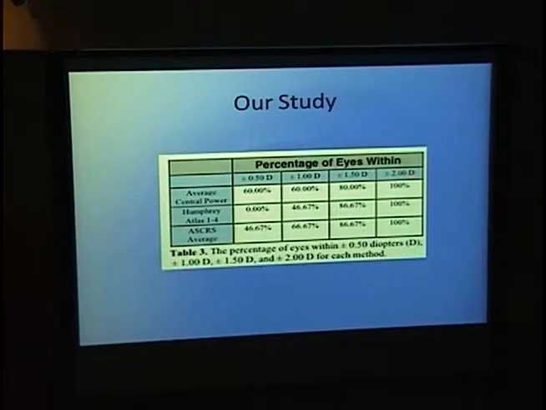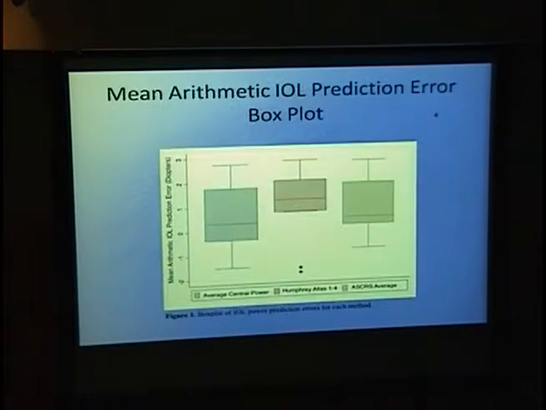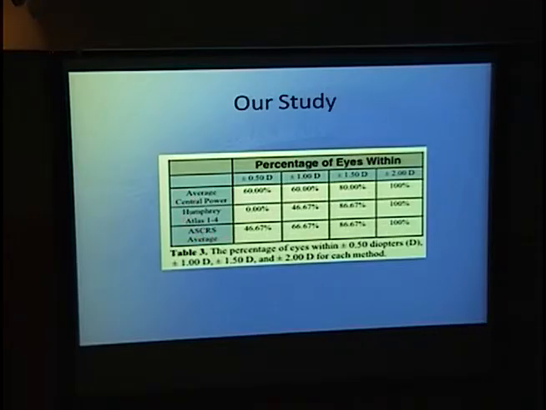And so we found the average central power using the Pentacam came out with these values, and the Humphrey Atlas, surprisingly, nobody ended up within half a diopter using that. It was pretty consistently ending up with hyperopic results, as you can see there. And using a combination of the two, so these two averaged, came out with those values.